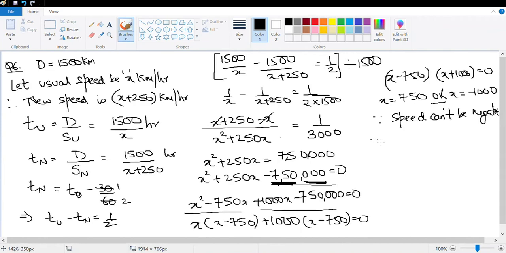Therefore, what do they want me to find? Let's check the question. Find the usual speed. Therefore usual speed is equal to 750 kilometer per hour.